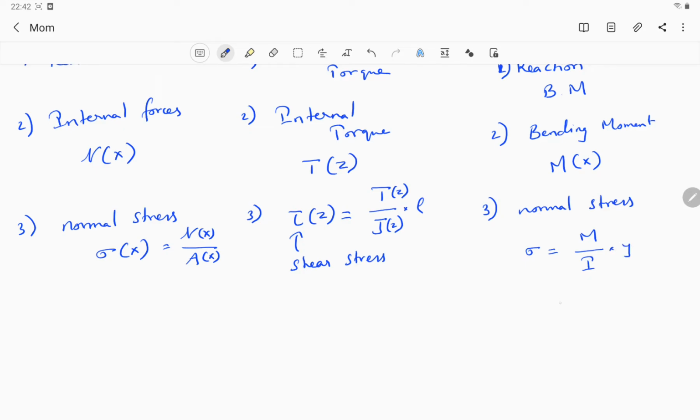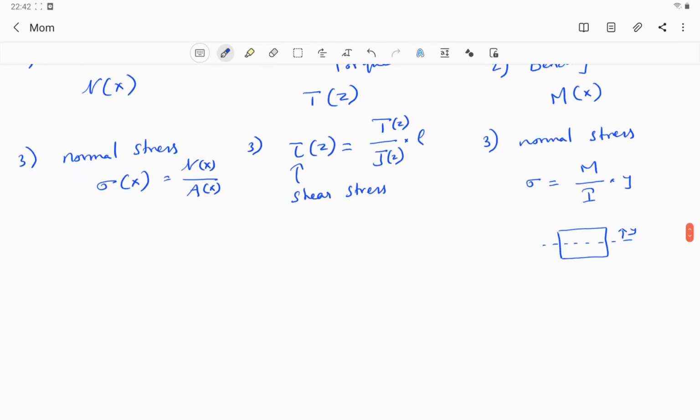Okay, so what is this y? For example, this is our cross section area of the beam. Okay, and there will be some axis which is called neutral axis. So y represents the distance from the neutral axis, I represents the moment of inertia, second moment of area. Okay, so that's about calculating the stress, and once we know stress we can calculate strain.